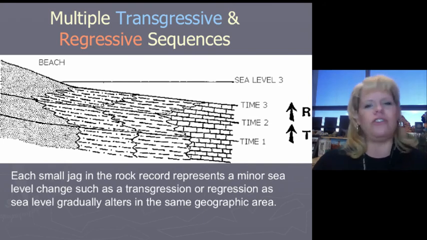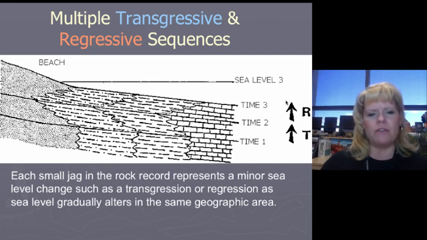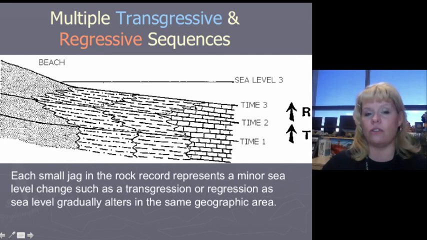The end result is this. You'll get multiple transgressions and regressions simply with a small change in sea level, which ends up giving us a zigzag pattern appearance. So let's focus in on this section right here. It's really easy to see. So I have a medium transgression, a small regression, a big transgression, a small regression, a big transgression, a small regression, a very large transgression, a big drop in sea level or regression.